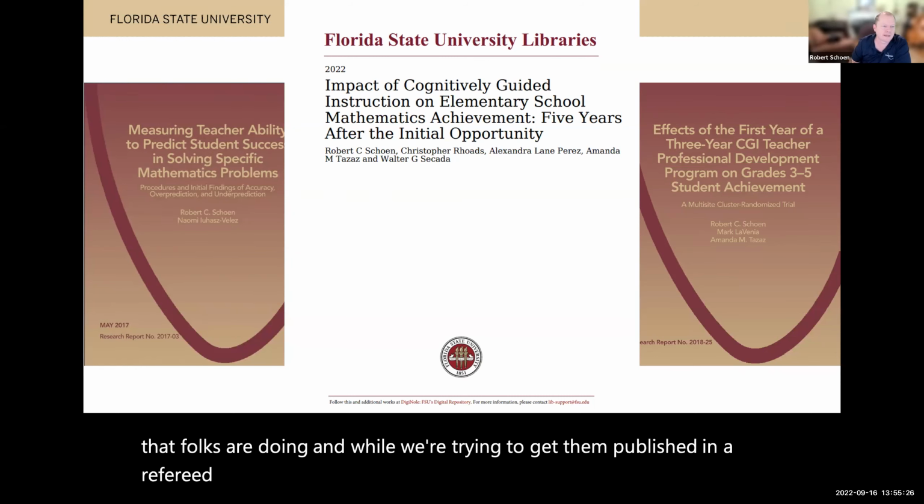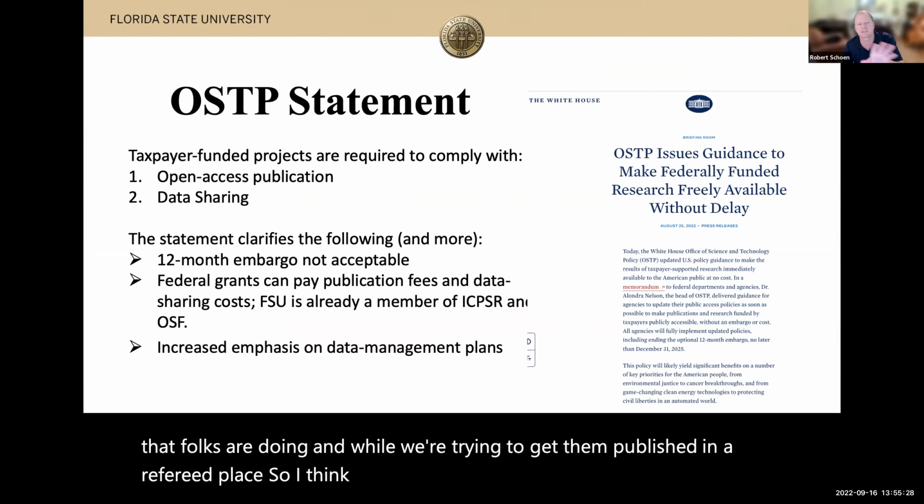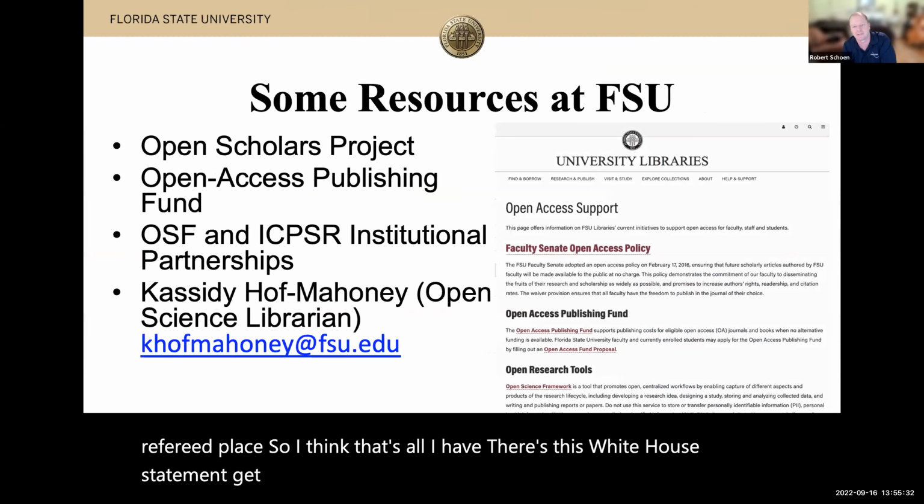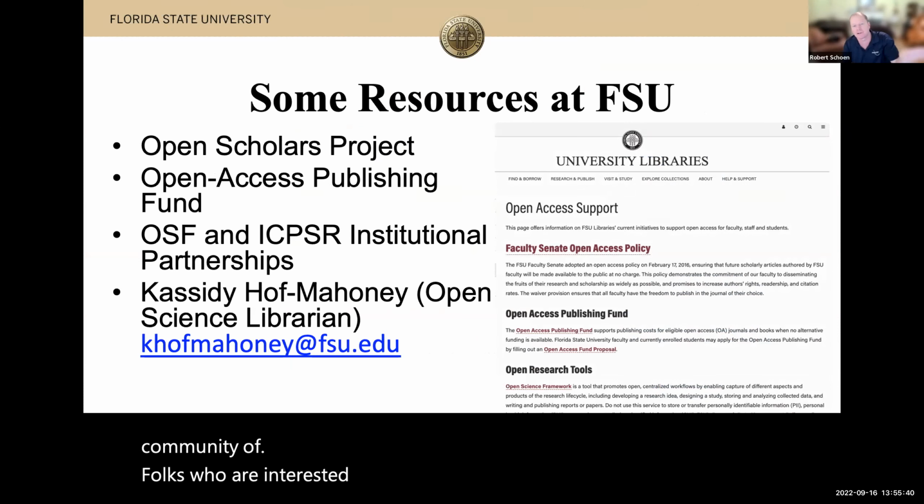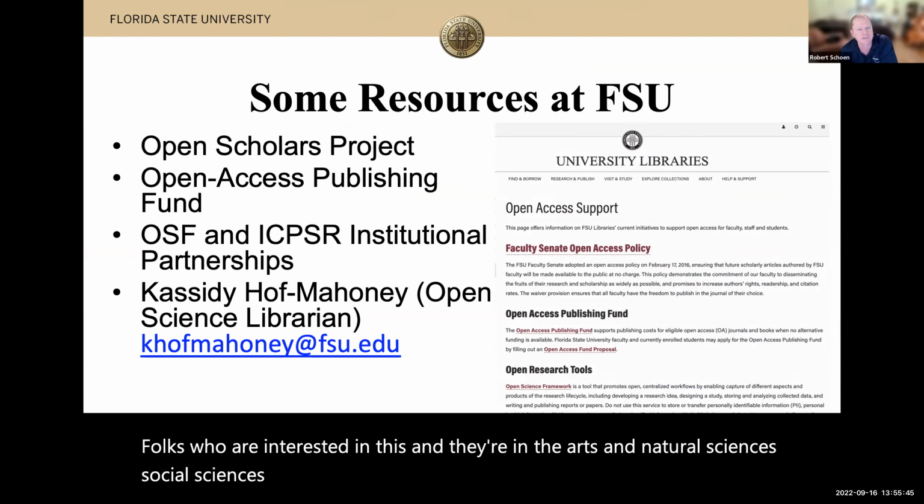So I think that's all I have. Oh, there's this White House statement. Get familiar with it. I'm not going to rehash it to you. Some resources here at FSU. We have the Open Scholars Project. It's a community of folks who are interested in this, and they're in the arts and natural sciences, social sciences, all across the university. You can get involved with that.